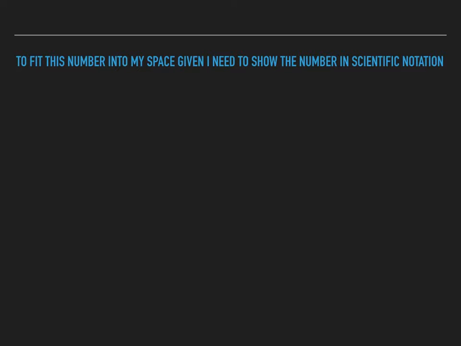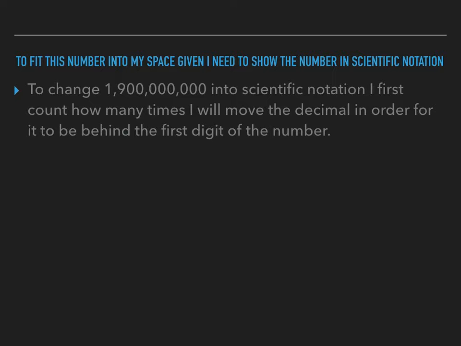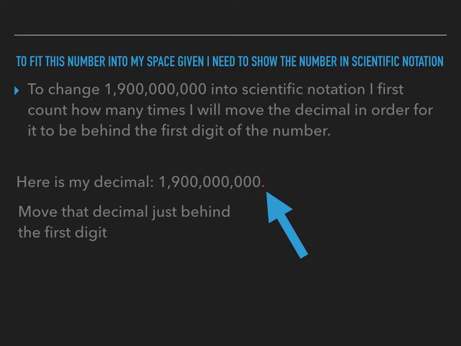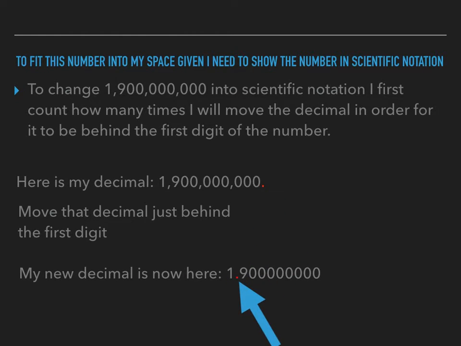So to change 1.9 billion into scientific notation, I first want to count how many times I will move the decimal in order for the decimal to be behind the first digit of the large number. First, I'll move the decimal to behind the first digit of the number. So here's my decimal all the way at the end. And now in order to change that to be behind the number 1, I'll have a new number and a new decimal. So my new number is actually 1.9 and my decimal is right behind 1.